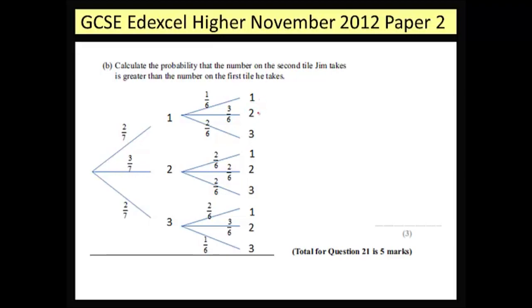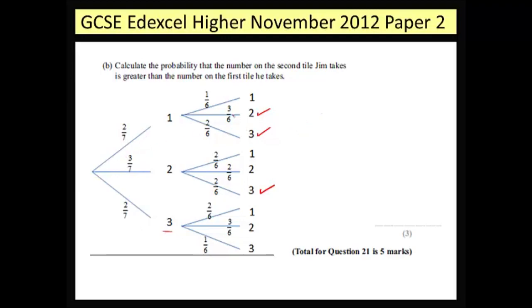So that's no good. This one is. This one is as well. This one is no good. This one is no good. That one's okay, and none of these 3 involve taking a second tile greater than the first, because the first one I took was the biggest tile in there. So there are 3 possible things that can happen out of 9.